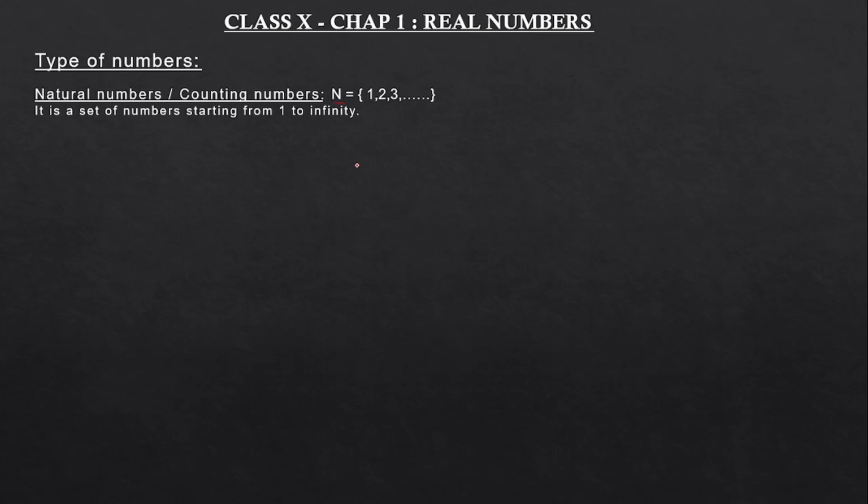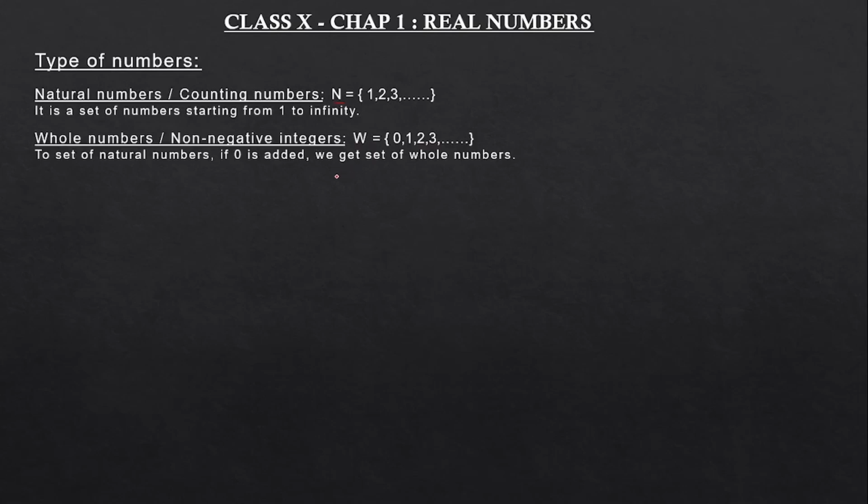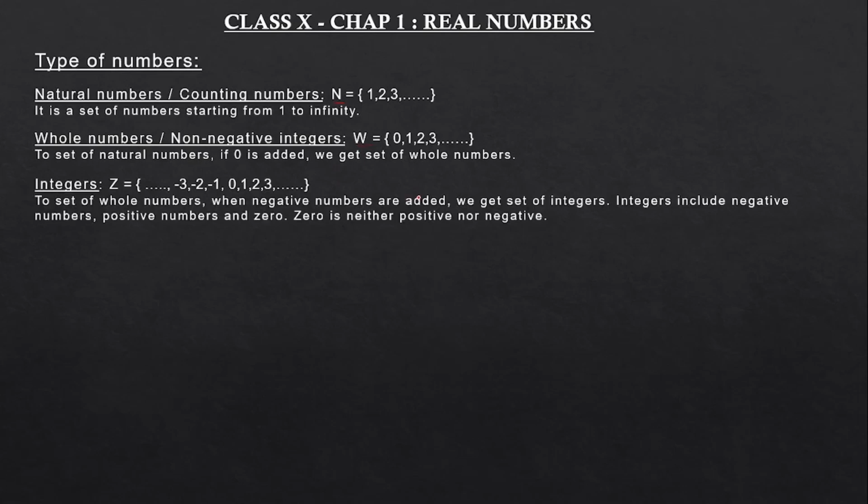To the set of natural numbers, if I add 0, the set of numbers we get are called whole numbers, and it is represented using the alphabet W. Now, to the set of whole numbers, when negative numbers are added, we get the set of integers. Integers include negative numbers, positive numbers and 0. Here 0 is mentioned separately because 0 is neither positive nor negative.